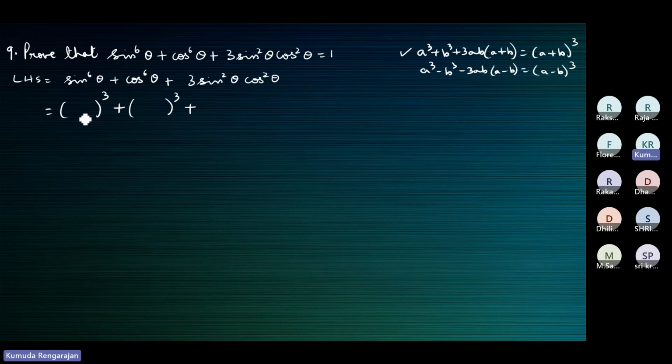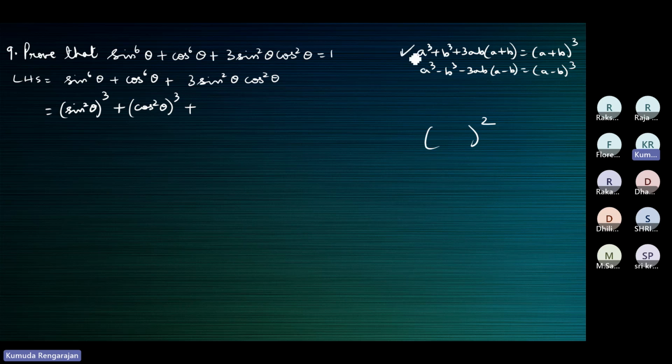So now what in the bracket, children? What should I write in the bracket? Sine square theta. And the second bracket? Cos square theta. So what is a then? Sine square theta. And b? Cos square theta. Now, I hope we understood why you should not put a square outside. We are making use of this identity: a cubed plus b cubed plus 3ab into a plus b is equal to a plus b the whole cube.